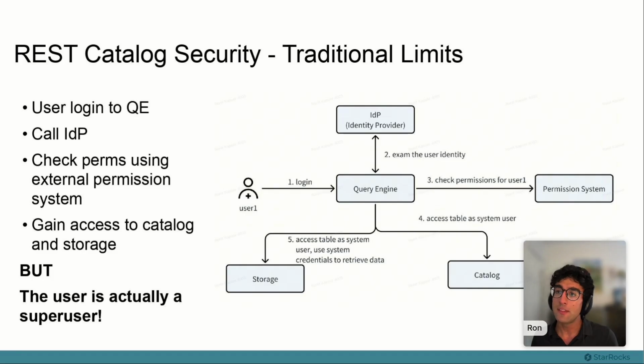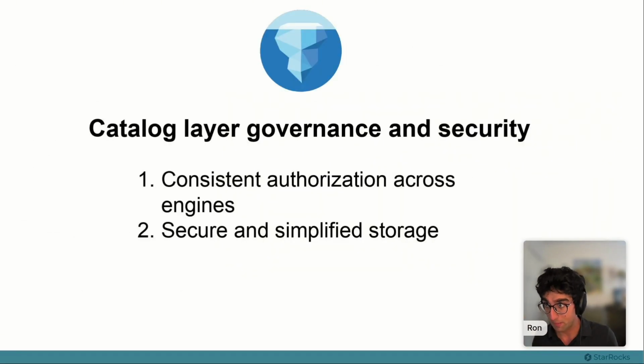So what are the ideal tenets that we would like to live by? In 4.0, we tried to achieve catalog layer governance and security. What that meant was consistent authorization across engines, so the single authority is the catalog in this case. It's not the query engine, which could change depending on who your user is. And second is secure and simplified storage, so that your catalog remains the one authority, and you don't have to keep giving super user access to everybody in your organization.